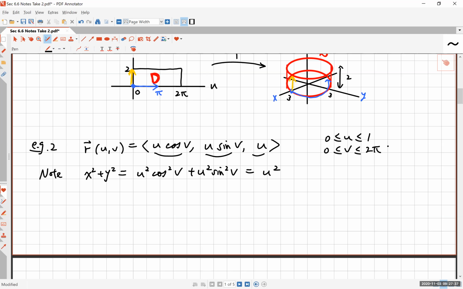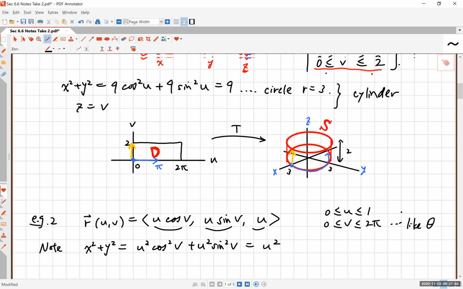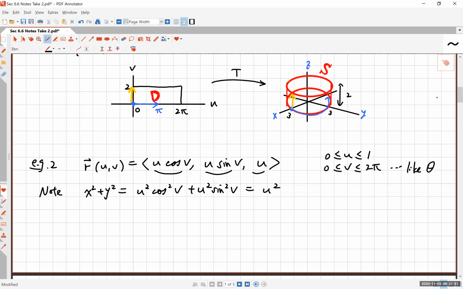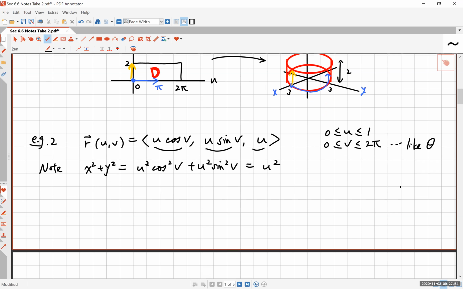Okay, so V is still acting like theta, because you have cosine V and sine V. Maybe I should have said the same thing here: U is like theta. Okay, so what's going on with U? Well, what's wrong with U? If U is squared, it's exactly what Z is. So this is actually Z squared. Now you have a good idea of what it's supposed to be: X squared plus Y squared is equal to Z squared.